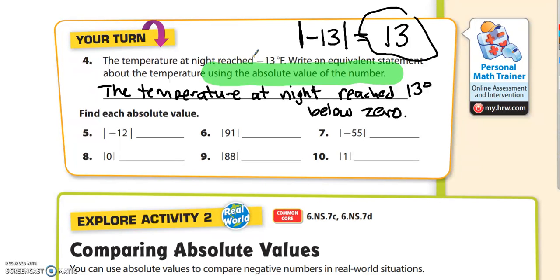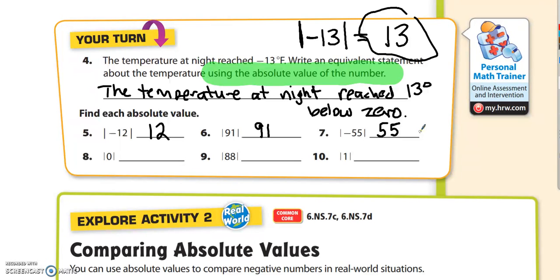Okay, so 5 through 10, you're simply supposed to find the absolute value, and for each of these, I am going to say what I'm thinking. You'll pick up on this pretty quick. Number 5, I'm supposed to find the absolute value of negative 12. Negative 12 would be 12 spaces to the left of 0, therefore the absolute value of it is 12. Number 6, the absolute value of 91. 91 would be 91 spaces to the right of 0, the absolute value is 91. Number 7, the absolute value of negative 55. Negative 55 is 55 spaces to the left of 0, therefore the absolute value is 55.